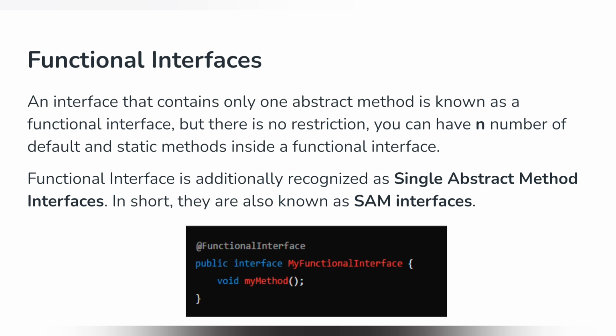What are the criteria of a functional interface? So first thing is a functional interface should have only one abstract method. That is the main criteria. It can have any number of default and static methods. But what about the equals and hashCode methods? Can a functional interface have these methods?